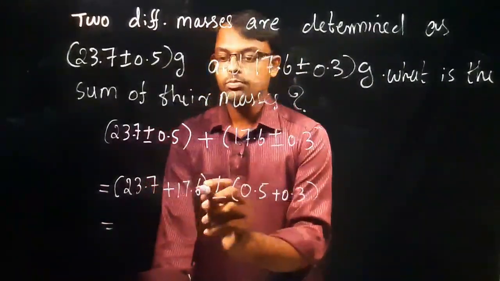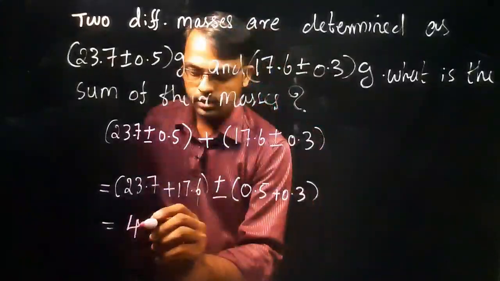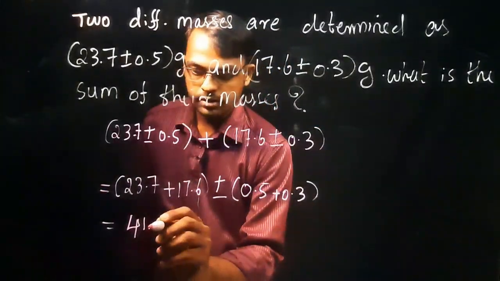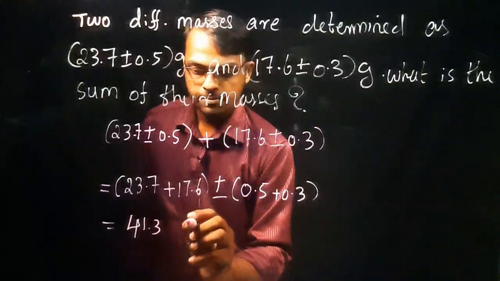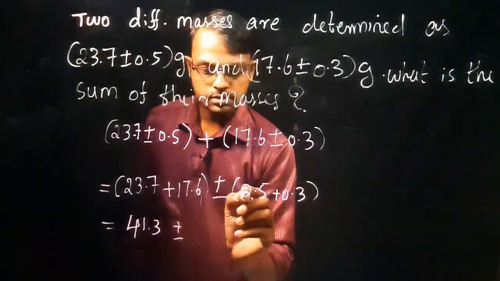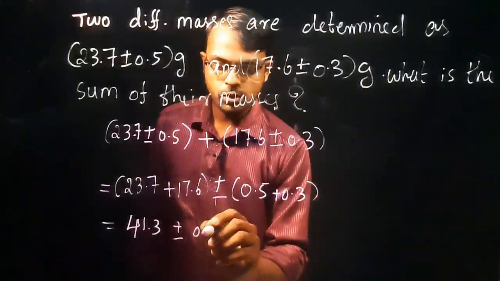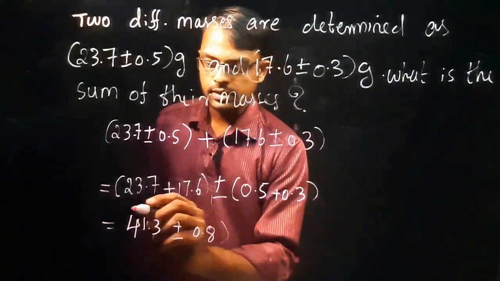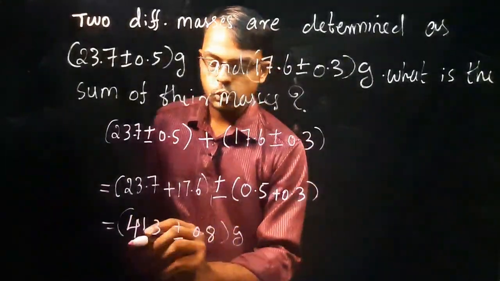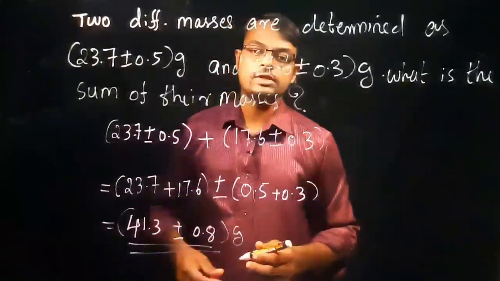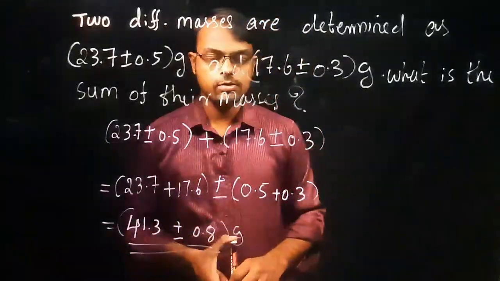So what is the final answer here? 23.7 plus 17.6, you can write here 41.3 plus or minus, what is the absolute error? Must be added, right? So 0.8 gram. So this is the total mass of these two physical quantities.